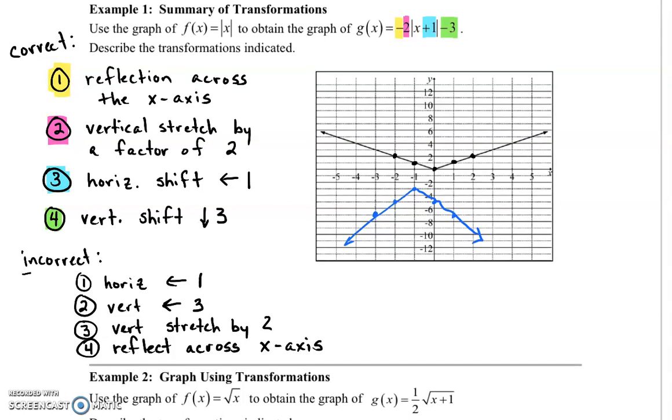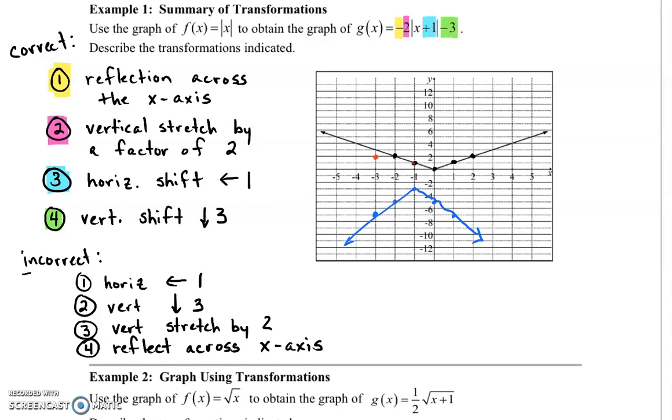So let's do that in a different color here. I take my point, vertical stretches go up or down, not left or right. So vertical shift down 3. I take my first point, I move it left 1, down 3, then I multiply that by 2, and then I reflect it back across the x-axis. So that puts it right here.